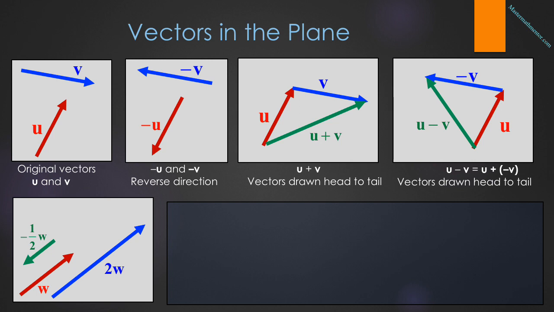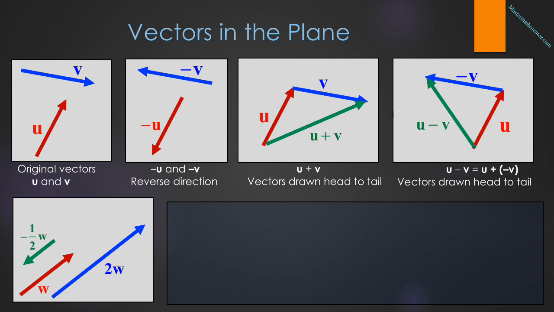Scalar multiplication. We start with vector w in red. 2w will be the vector which is twice as long as w, but in the same direction. Negative 1/2 w will be the vector that is 1/2 the length of w, but in the opposite direction.